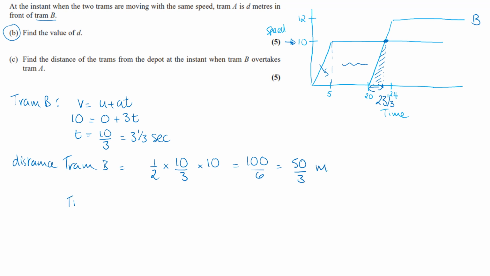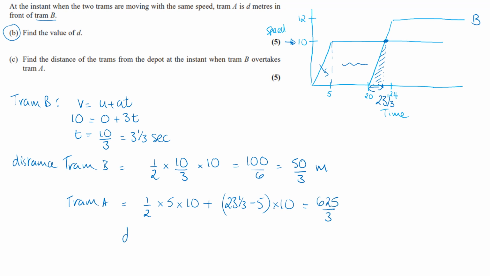Now we need to do tram A. Tram A's initial triangle will be half times 5 times 10, plus the 23 1/3 minus 5, because we want just that rectangle, and that's going to be times by 10. Now if you do that on your calculator, that comes out to be 625 over 3.